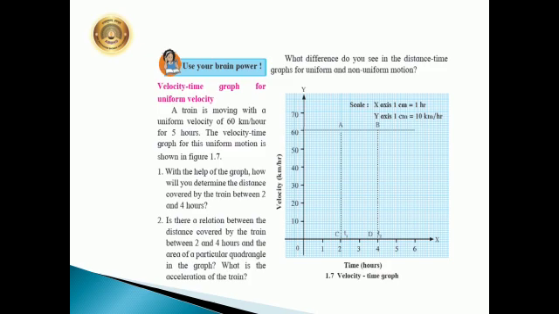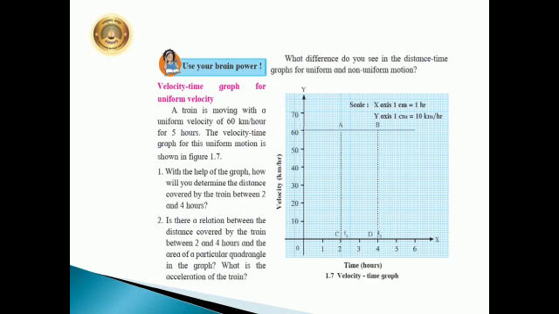Now a small activity for you. You will all think about this activity and do this for homework. A train is moving with a uniform velocity of 60 km per hour for 5 hours. The velocity time graph for this uniform motion is shown in the figure. Now just look at the figure.